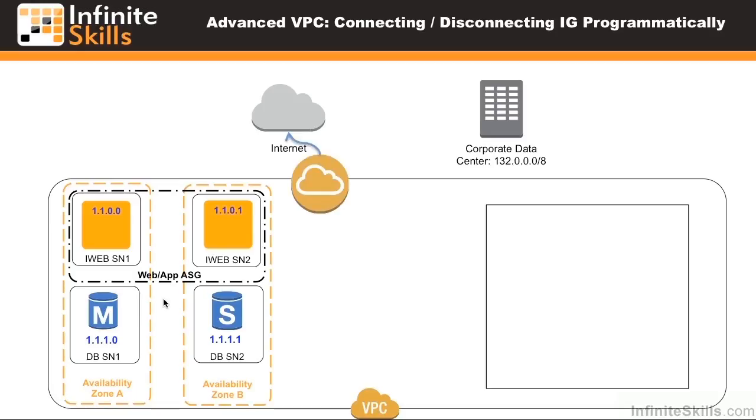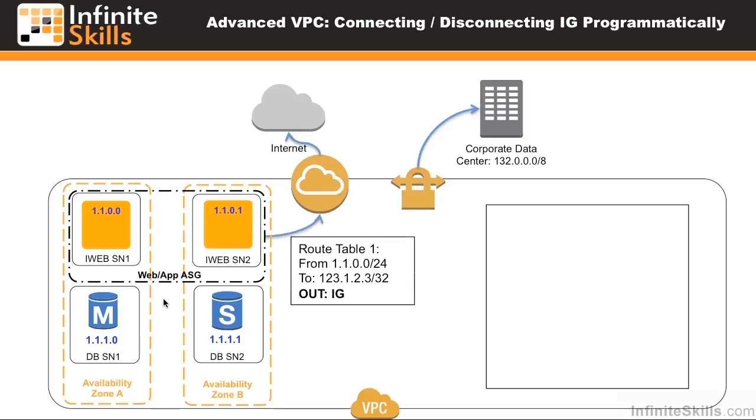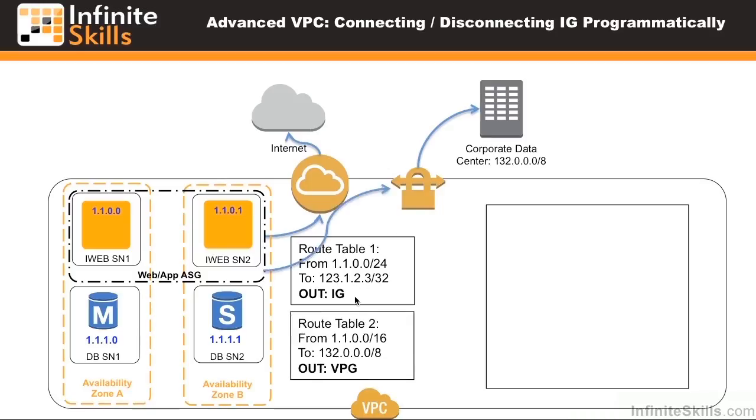We connect an internet gateway and a virtual private gateway, same as we did before. And here we specify that anything coming from the route table 1 from 1.1.0.0/24, locking the first 3 bits, out to where our package repositories are on IP address 123.1.2.3 goes out the internet gateway. We also specify that anything coming from any subnet is allowed access out the corporate data center.